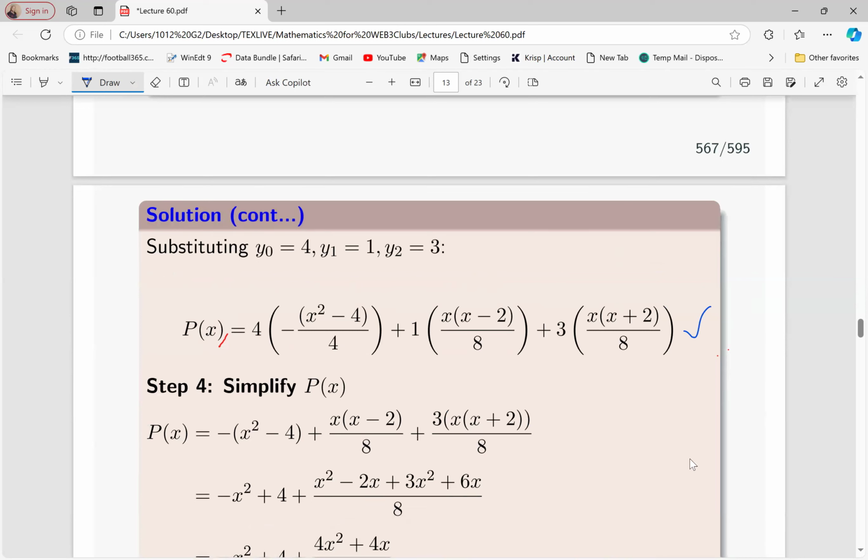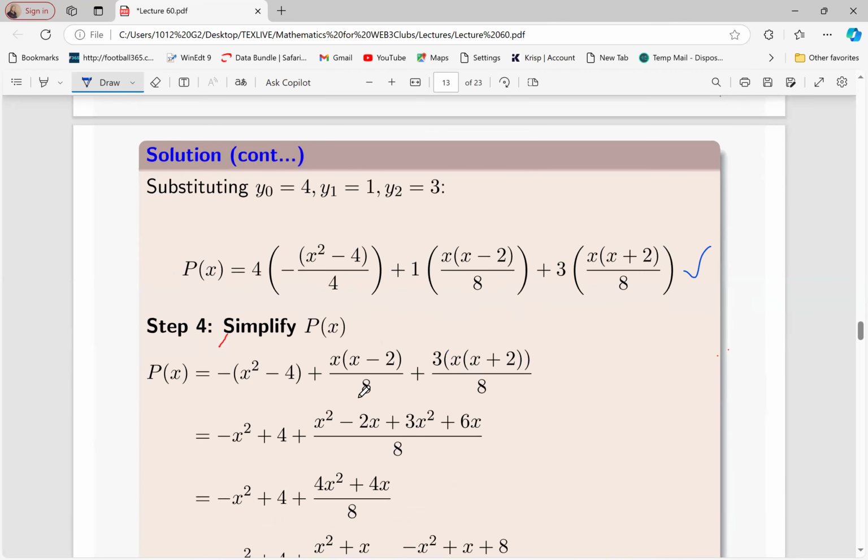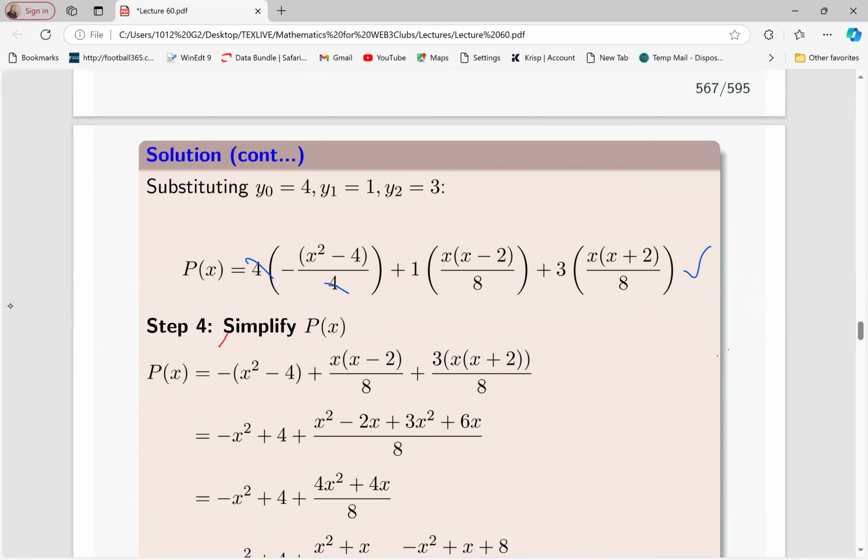So then at this point now, I just want to simplify. I note that this and that cancels. So that the first part here, I'm left with the negative into x squared minus 4.